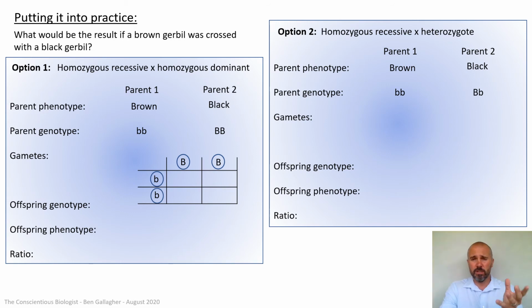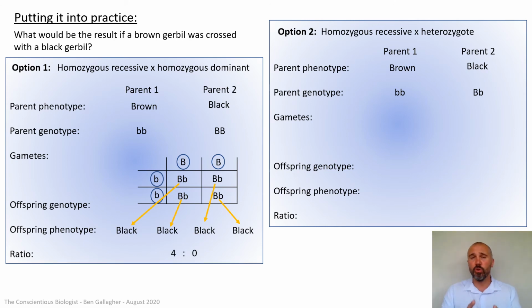Now, looking at those, the one parent's only got black alleles to give, the other parent's only got brown alleles to give. So hopefully you can see all 4 offspring will be heterozygotes, because they've got a black from one and a brown from the other. They're all going to have 2 copies, one black, one brown. Which means when you look at the offspring phenotypes, if they're all heterozygous, they're all going to be black. So your ratio is 4:0.